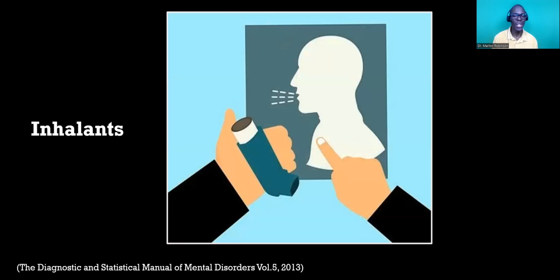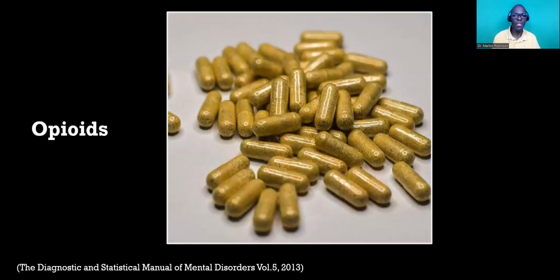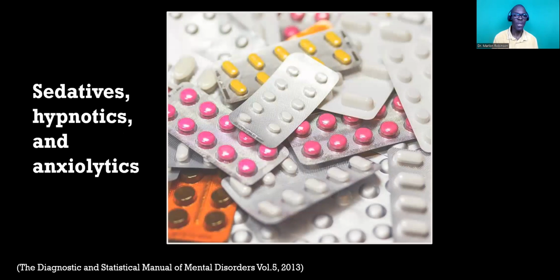Another is inhalant use disorder, a problematic pattern of use of a hydrocarbon-based inhalant substance leading to clinically significant impairment or distress. And these individuals may experience occupational impairment, social impairment, and other types of impairment. Also, we have opioid use disorder, a problematic pattern of opioid use leading to clinically significant impairment or distress. Also, we have sedative, hypnotic, and anxiolytic use disorder, which is a problematic pattern of sedative, hypnotic, or anxiolytic use leading to clinically significant impairment or distress. So notice that these substance use disorders produce clinically significant impairment or distress in the users.